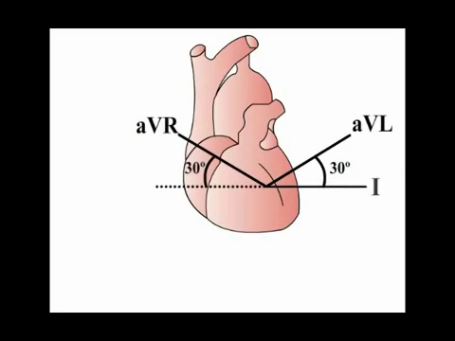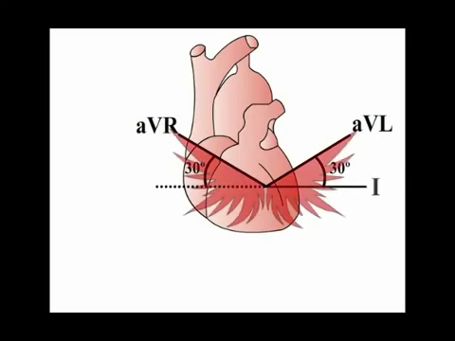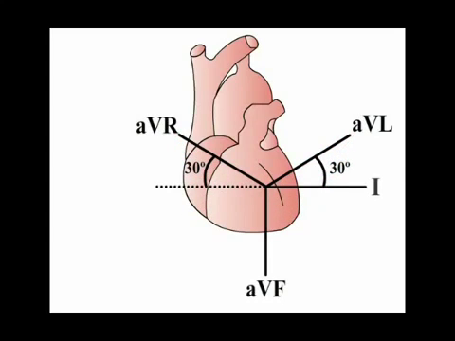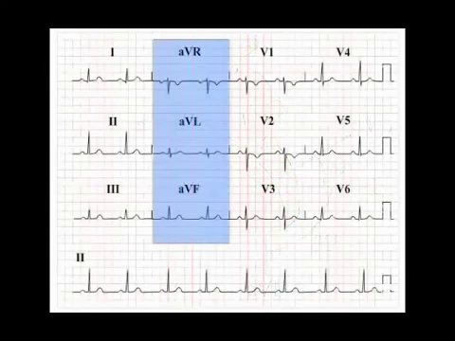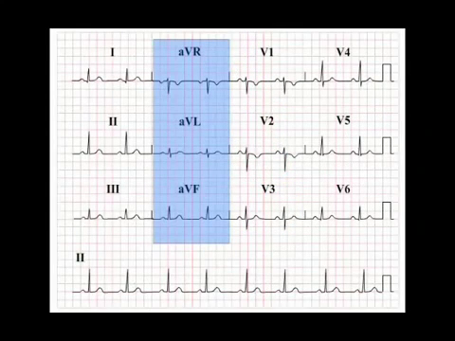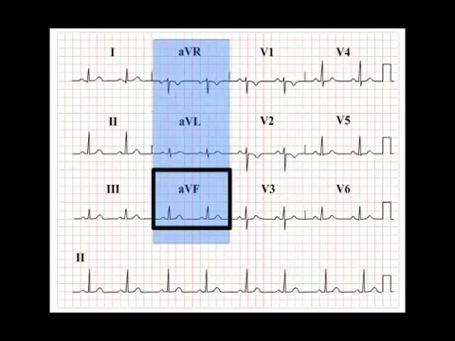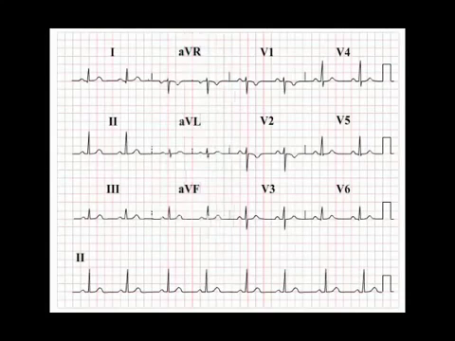As AVL and AVR are set at 30 degrees off the horizontal plane, you can think of them as the left and right wings of the ECG. AVF looks straight up at the inferior surface of the heart and is therefore at 90 degrees clockwise from lead 1. Think of AVF as looking straight up at the heart from the feet. F is for feet. The ECG readout recordings from the augmented leads are positioned between the standard leads and the chest leads, from AVR to AVL, and down to AVF at the foot of the page.